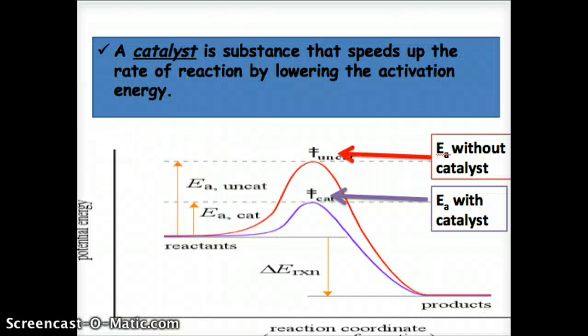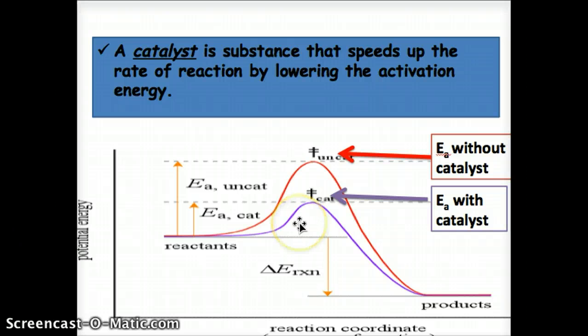So again, what are catalysts? A catalyst is a substance that speeds up the rate of a chemical reaction by lowering the activation energy. If you are lowering the amount of energy needed to start a reaction, the reaction is going to happen at a faster rate. So how does this look on a graph? Here are two different reactions. The first one right here is uncatalyzed, which means no catalyst is used. Because there are no catalysts, the activation energy is going to be large. It's going to require a larger amount of energy to start a chemical reaction.